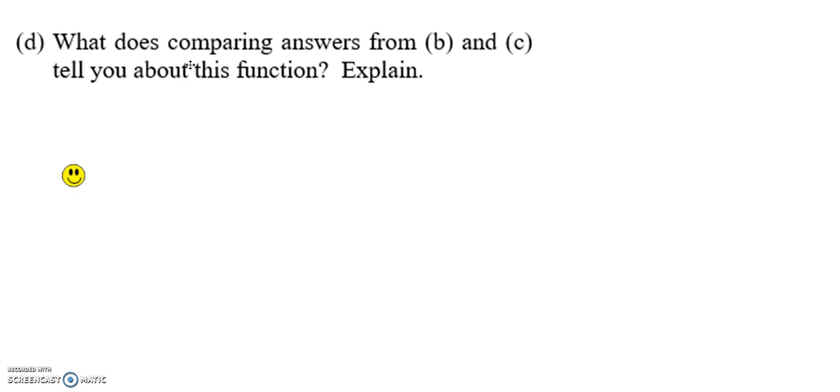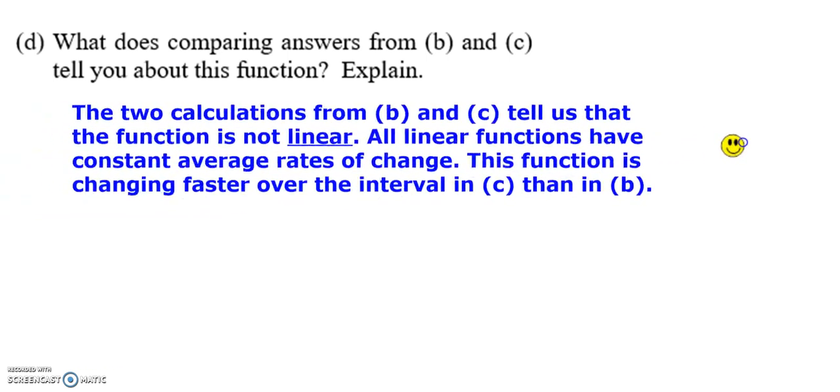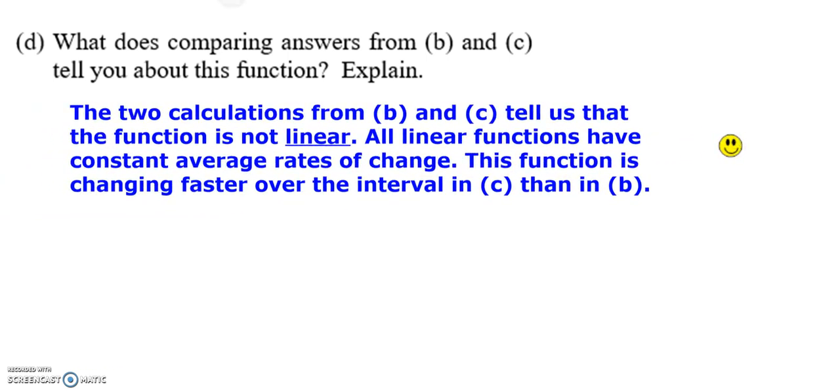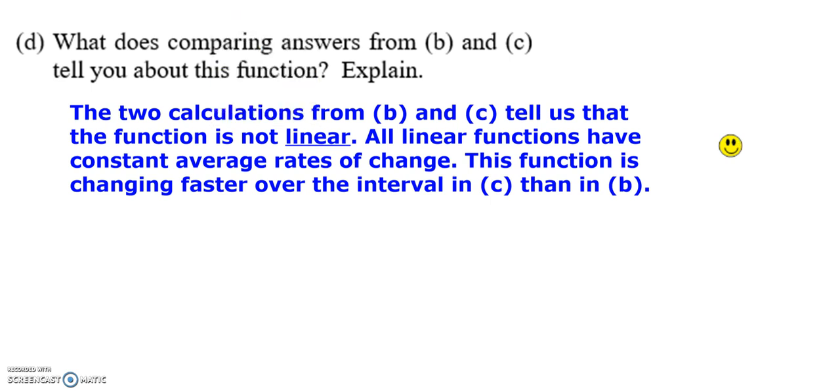Alright. Did you notice that since the average rate of change is changing, it is not constant? Therefore, this should tell us that basically it's not linear. All linear functions have a constant average rate of change. So no matter what points we would look at, the rate of change should be the same throughout. This one is changing faster over different intervals from B to C. So therefore, it's not linear.